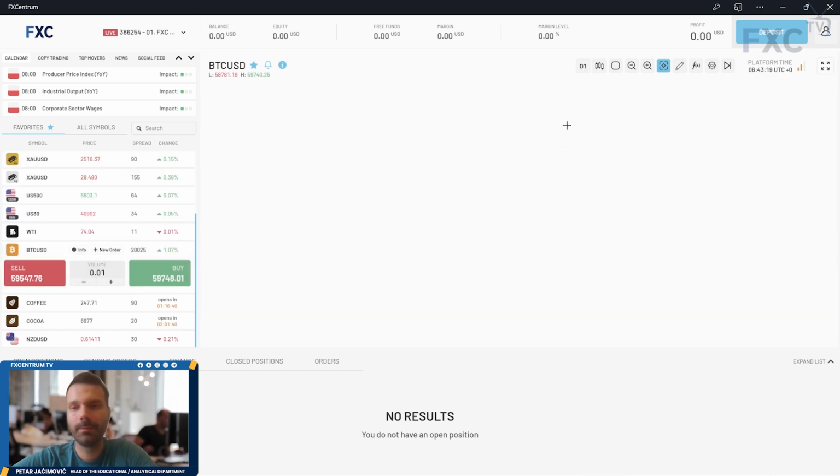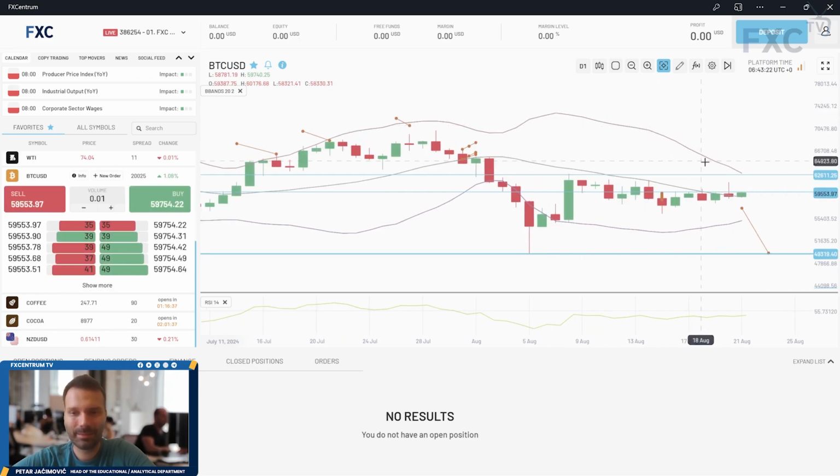On the Bitcoin dollar, the market is still holding below 62,600, so there is a chance for a potential drop towards the 50,000 mark, as long as Bitcoin is trading below the 62,600 mark.